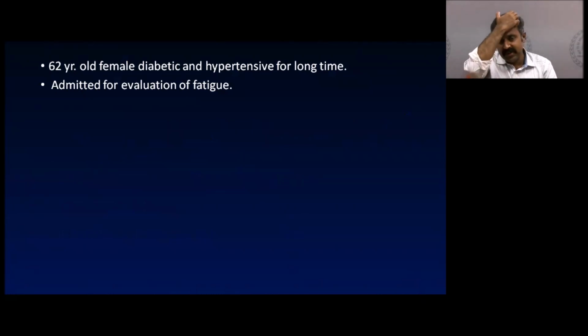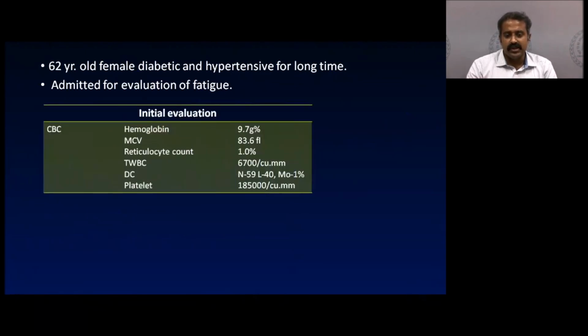So after discussing the various plasma cell disorders, let us discuss this case. This is a 62-year-old female who is diabetic and hypertensive for a long time, and she has come for evaluation of anemia. The initial evaluation shows a hemoglobin of 9.7, MCV of 83.6, retics of 1%, WBC and differentials are normal, and platelets are 1,85,000. So this is a diabetic patient who has come for evaluation of anemia.